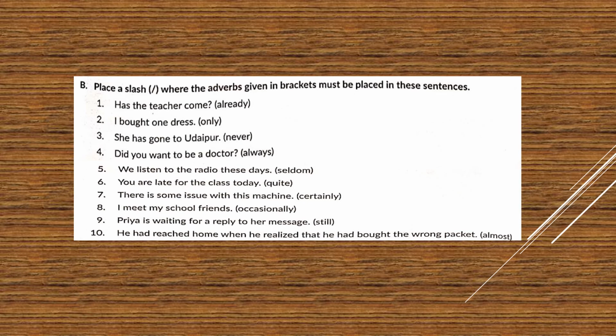Come to exercise B. You have to put a slash where the adverbs given in the bracket must be placed in the sentences. Has the teacher come? And the adverb is already. So what are we going to write? Has the teacher already come? So the slash will be between teacher and come.